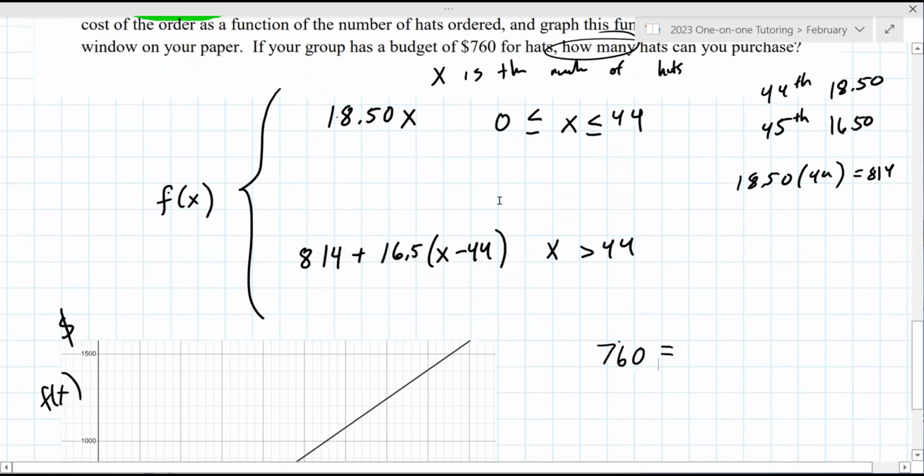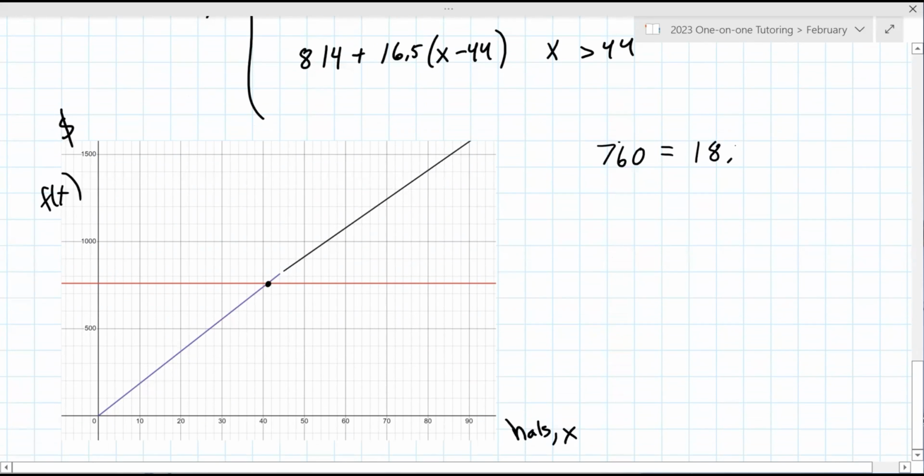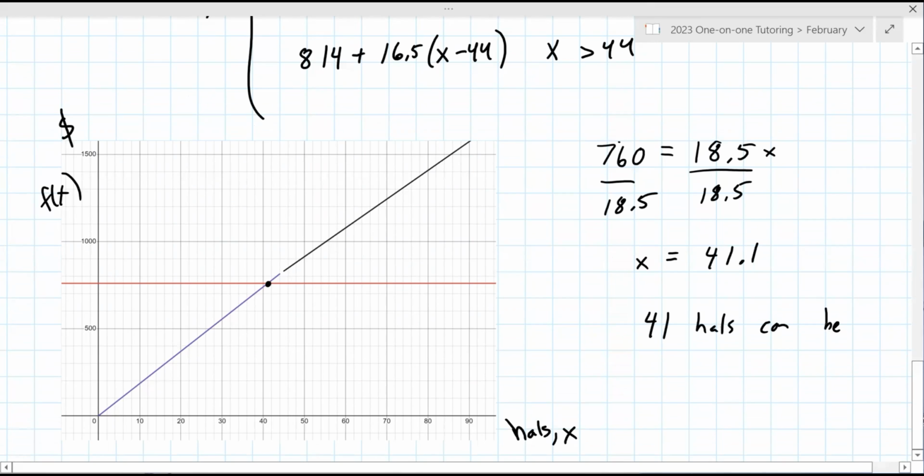So 760 equals 18.5x. Divide both sides by 18.5. And you get x equals 41.1. So there's not enough to buy that 42nd hat. So you would say 41 hats can be purchased.